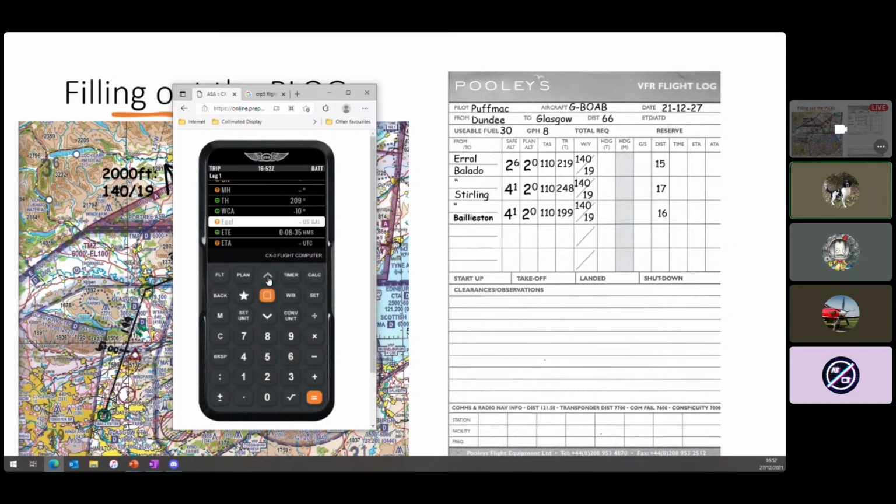It's telling us that the wind correction angle is -10 degrees. So therefore the true heading that we need to fly in order to track 219 is 209. And it's also telling us that our ground speed is going to be 105 knots, and that the ETE, the estimated time en route, is going to be 8 minutes and 35 seconds. So that checks out. It's a 15-mile leg. We're doing around about 100 miles an hour, so it's going to take us just less than 10 minutes.